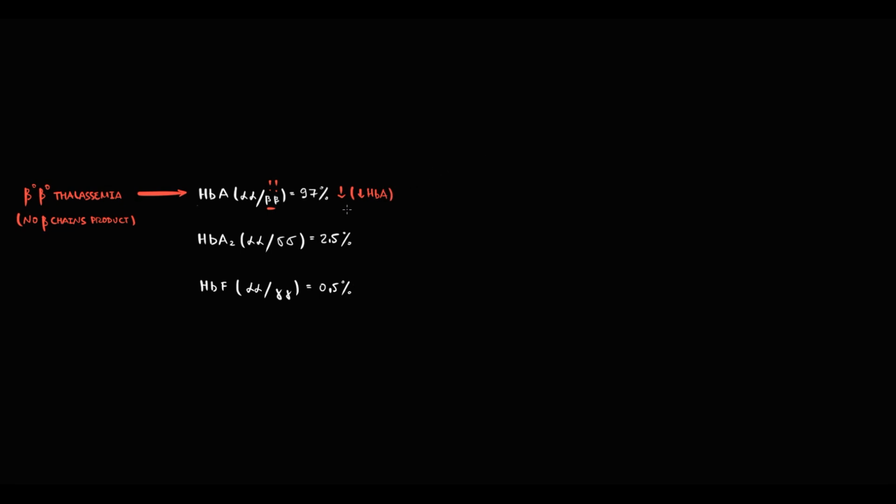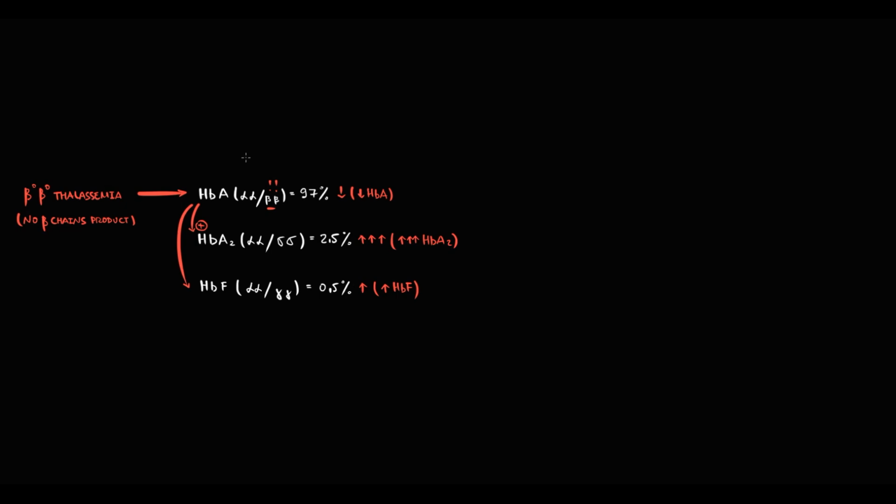To compensate decrease in total level of hemoglobin, organism tries to produce more hemoglobin A2. So the level of hemoglobin A2 significantly increases. And also, because hemoglobin F does not have beta chains, this form of hemoglobin is not affected by beta thalassemia major, which means that the level of hemoglobin F will increase at least in relation to the total hemoglobin level.